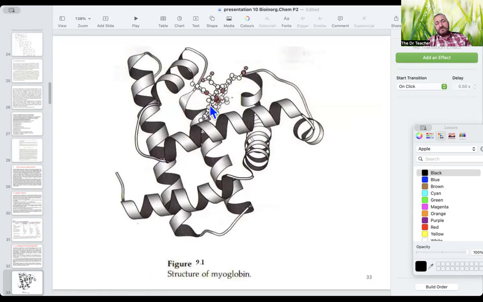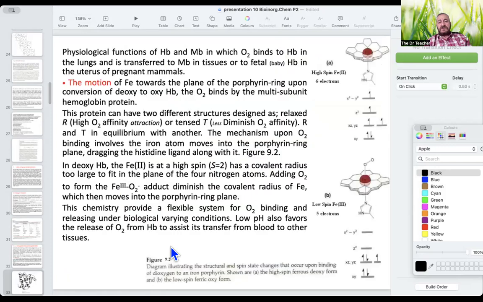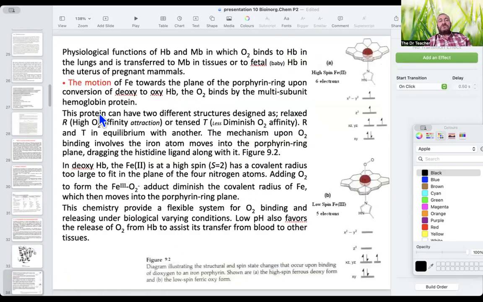There is iron, porphyrin ring, but that's the structure of myoglobin. Now, the physiological function of the hemoglobin and myoglobin: oxygen gas binds to the hemoglobin in lungs and is transferred to myoglobin in tissues, or to fetal hemoglobin in the uterus of pregnant mammals. So everything is being explained here.